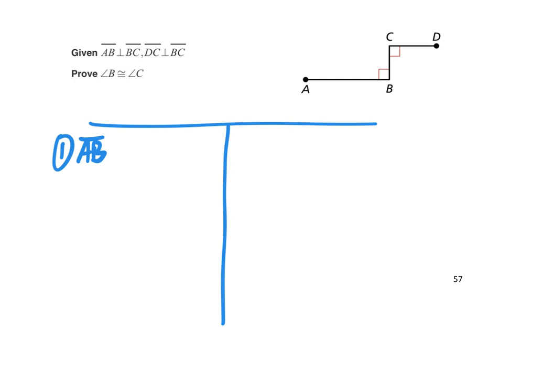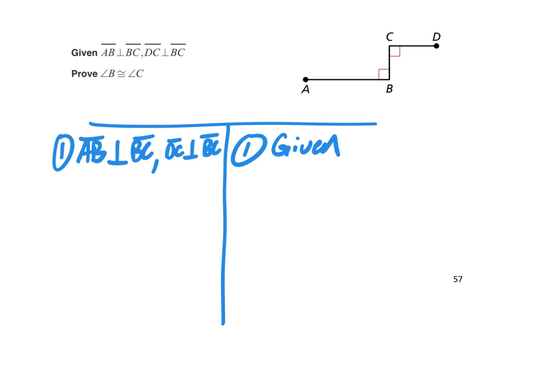What does the upside down T mean? Not quite. Perpendicular, yep. AB is perpendicular to BC. DC is perpendicular to BC. Okay, that is my given statements.